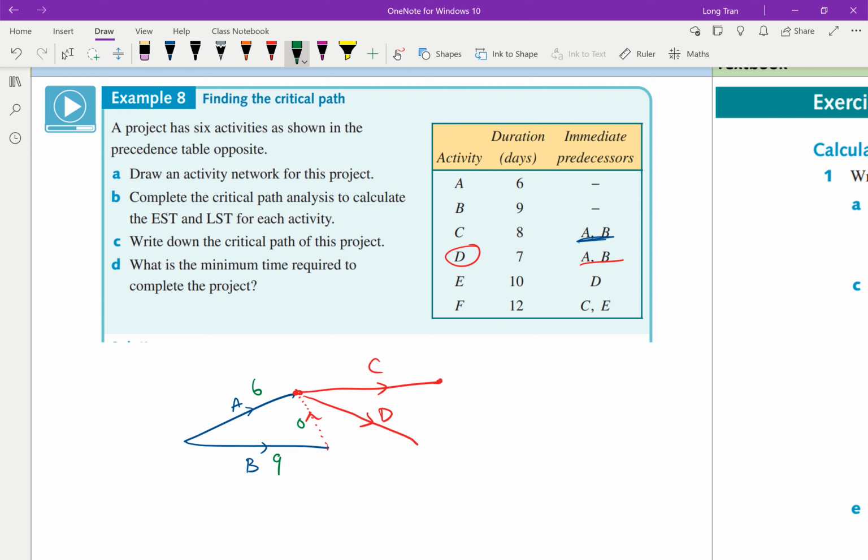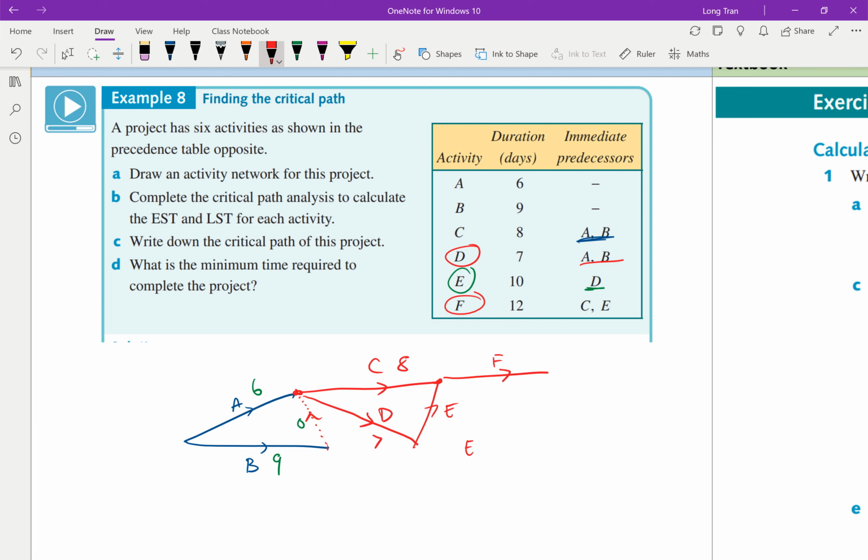Lastly, we're moving on to E. E relies on D, so E is connected to D. We can draw E out this way, drawing all the arrows correctly. D has a weight of 7, and C has a weight of 8. How do we finish it? F relies on C finishing and E finishing as well. So C and E are meant to connect to get to F. I can finish this off by doing this: this is E and this is F.